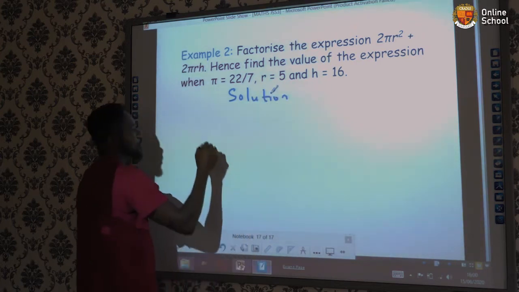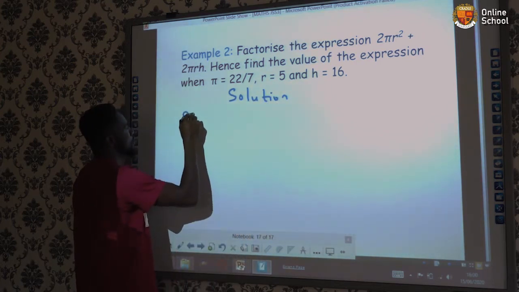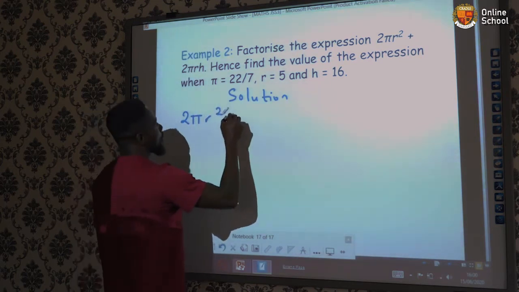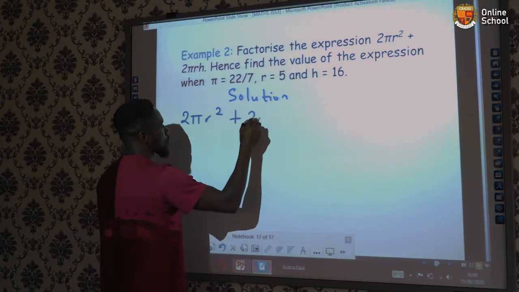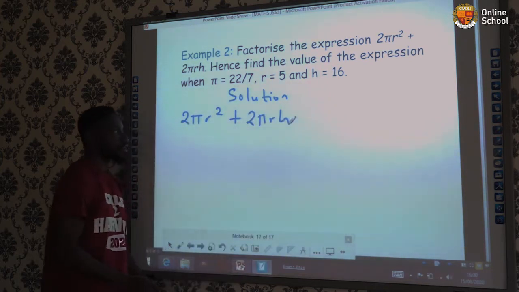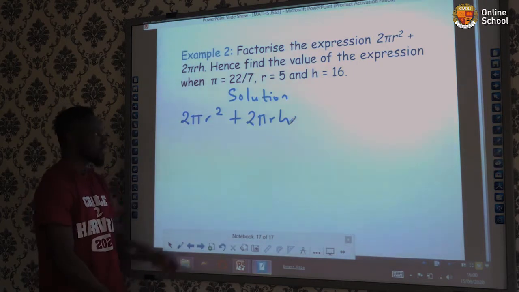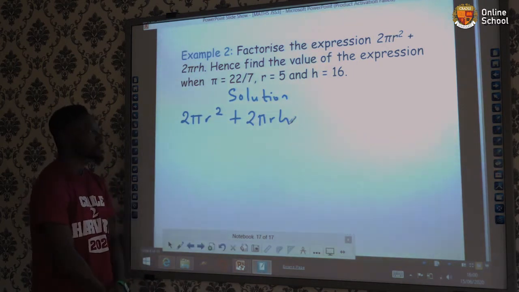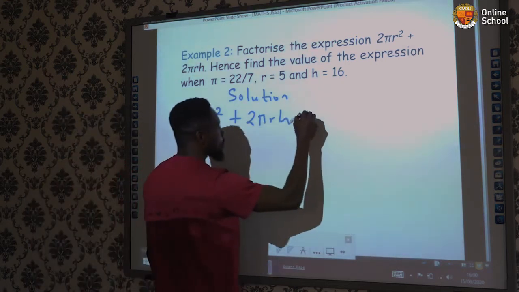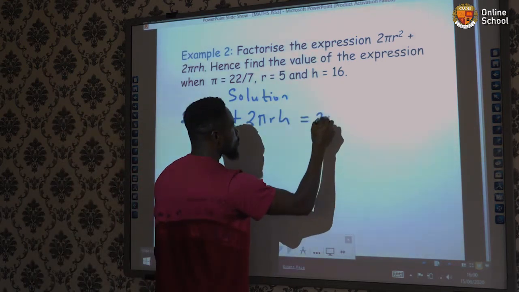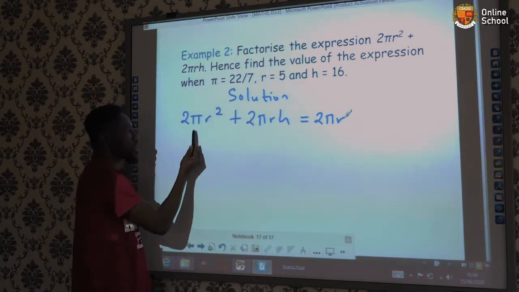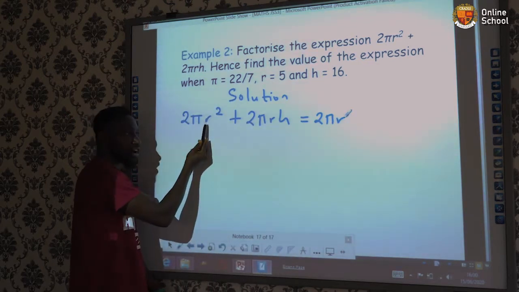Now, this is what we are given. 2 pi r squared plus 2 pi rh. This is what we are given. If you look at these two terms, there is something in common. And what is that? 2 pi r is common. So when you pick 2 pi r, you have 2 here, you have 2 here. You have pi here, you have pi here. And you have r here, and you have r.